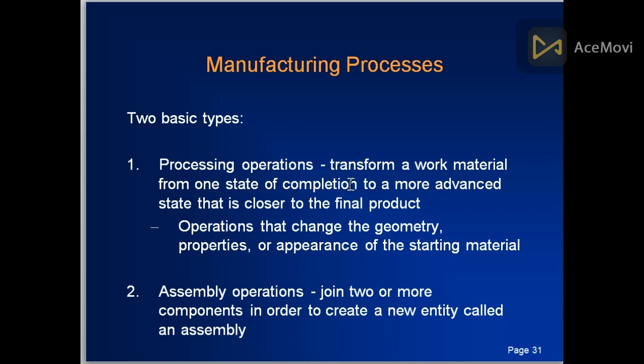First, a processing operation transforms a work material from one state of completion to a more advanced state. For example, there is a cylindrical rod. We need threads on it. We will do machining on it and make some threads. Now the cylinder with threads is of more use, of more value. So we increase the value. Also, we make it more useful. Similarly, there is a cylindrical wire. When we cut it and hammer it, I'll tell you the name later, then we make a nail from it. The nail is of more use.